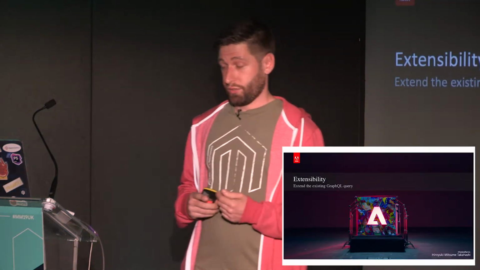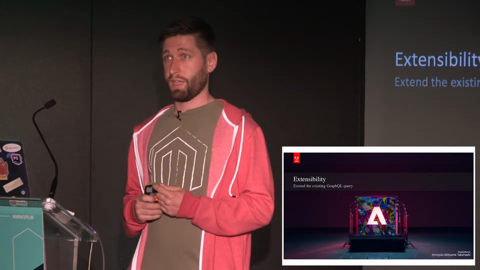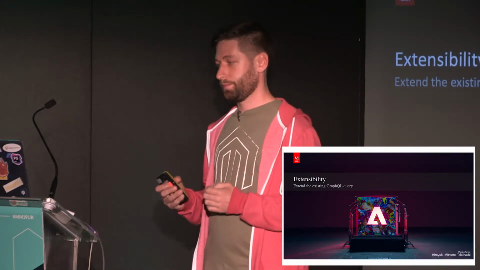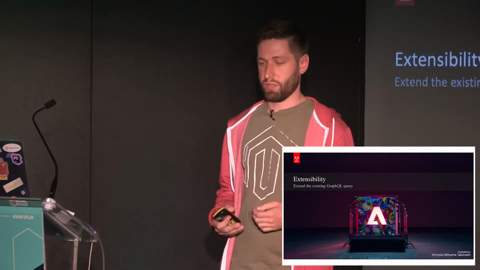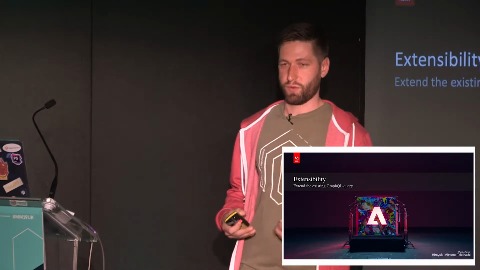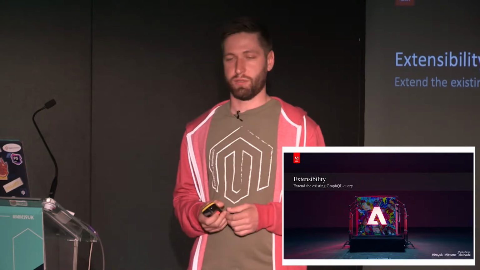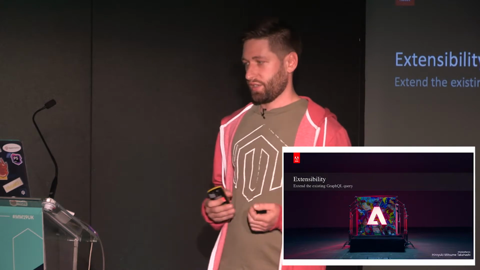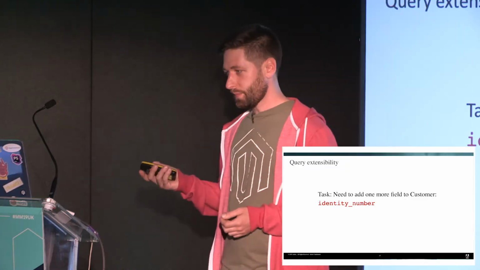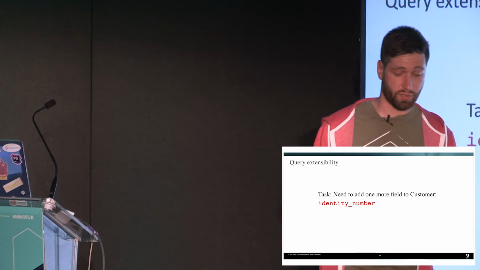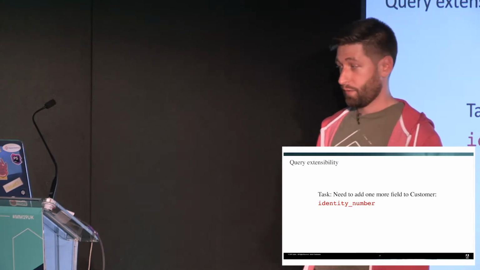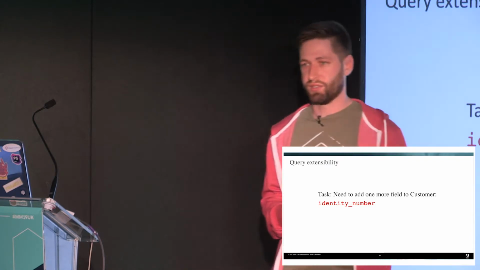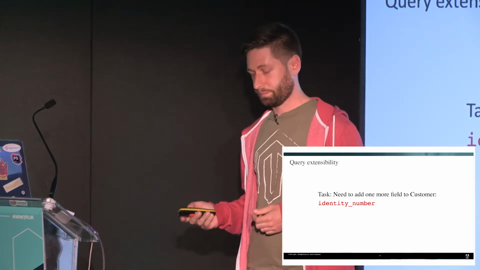But now I would like to show you a simple example of the extensibility that you might need to use if you'd like to update or extend the GraphQL query or mutation that is provided by Magento. So, for example, the task is to add a field to an entity. In this case, let's say we would like to add an identity number to the customer entity.